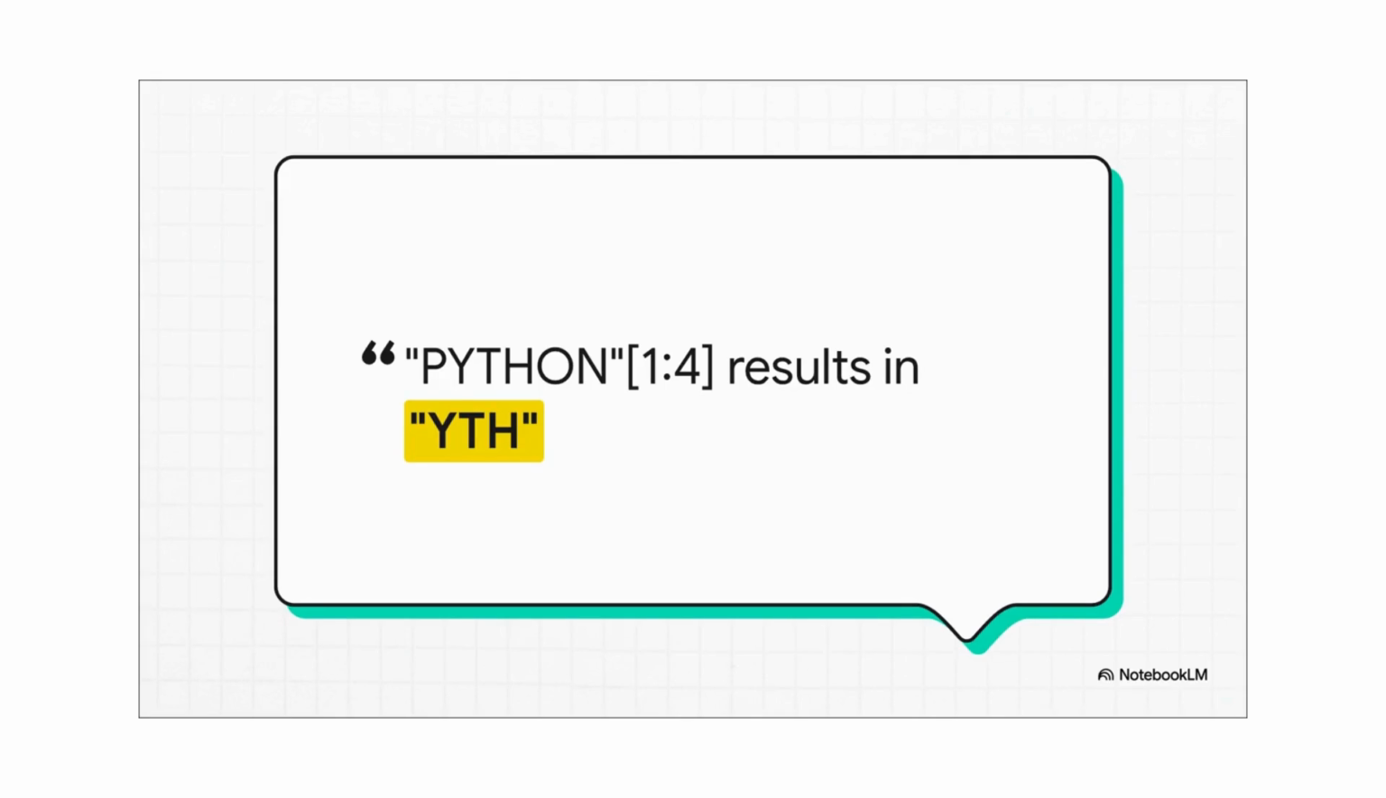Okay, so let's try slicing our Python string from index 1 up to index 4. The result we get is YTH. Now, let's look back at our chart. Index 1 is Y, 2 is T, 3 is H. Okay, that makes sense. But hang on a second. Index 4 is the letter O. So why isn't the O in our slice?